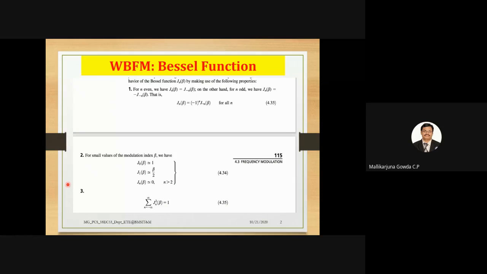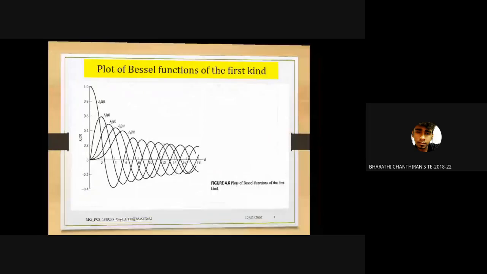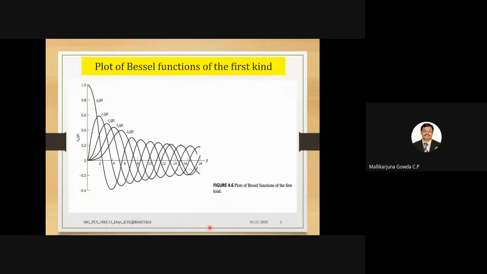Have you seen so far? No? Yes, let me go to the next slide. Have you noted this thing? Yes, sir. Yeah, I hope we will be able to see now. This is the plot of Bessel functions of the first kind. So Jn of beta versus beta it is drawn.